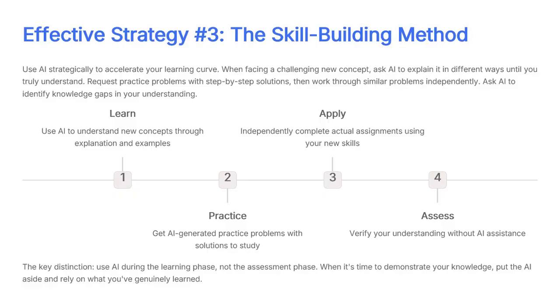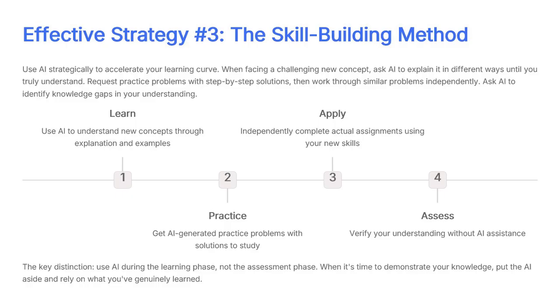Then practice. Get AI generated practice problems with solutions to study. Similar to what I said earlier, you create study guides. I created interview questions. You can create test questions for yourself. Anything that helps you understand the material better. Then you apply. Independently complete actual assignments using your new skills. So once you've practiced with AI, then you can go back to your assignments and try it yourself.